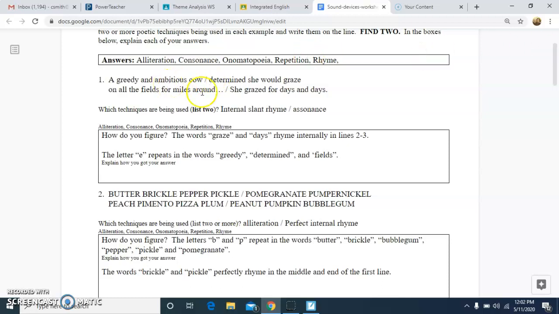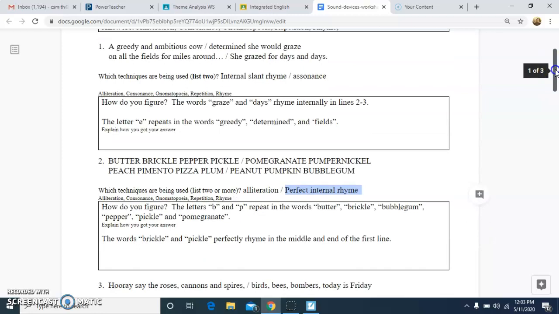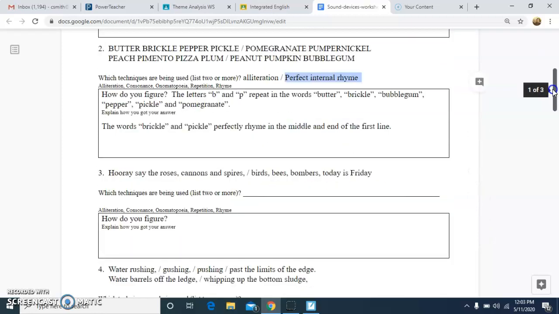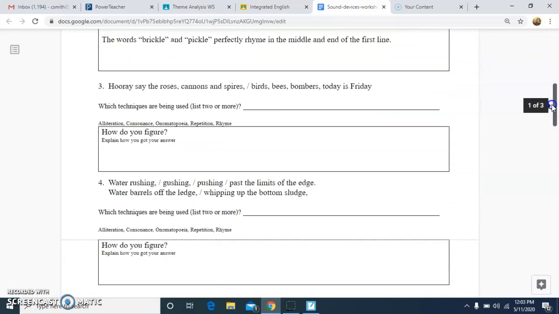For example, number 1, we identified rhyme, but we're also explaining what type of rhyme, so what type and where the rhyme is taking place. Make sure you pay attention to that. And then we're also doing the same thing down here. So when you answer rhyme, it's not going to be enough to just put rhyme there. You have to put what type of rhyme it is and where it's taking place. Okay? All right. Let's go ahead and take a look at number 3.